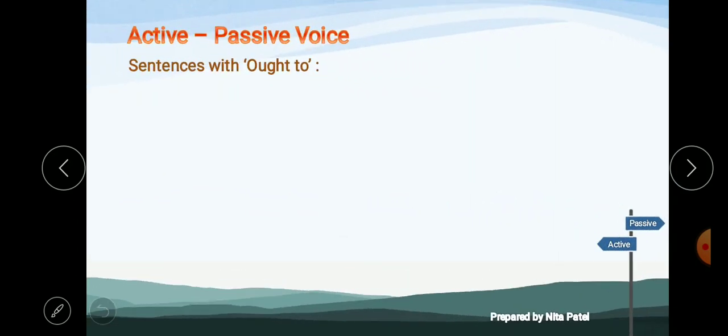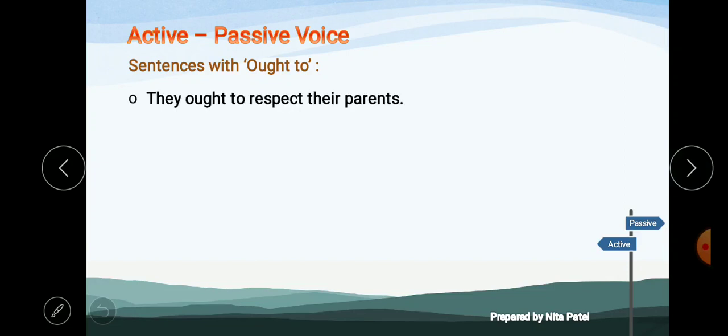Okay, now ought to constructions. Ought to is a modal auxiliary verb, right? It has a different construction, so that is the reason I have put it here. Actually I wanted to put it after the modal auxiliaries, but it has the same sentence structure as the infinitive structure. So that is the reason I have put it just after the infinitives.